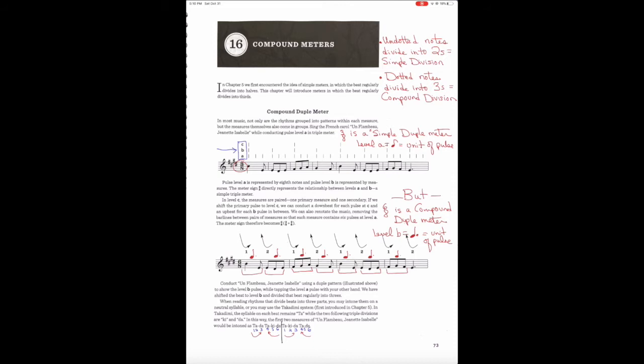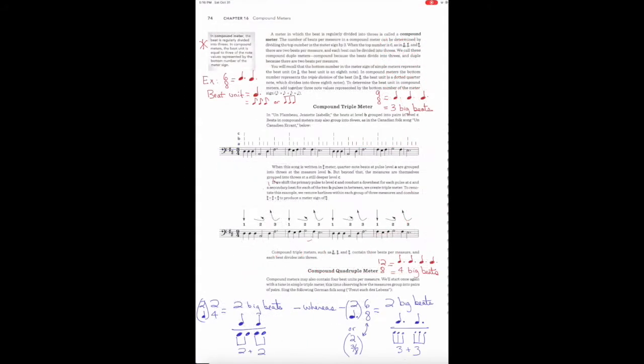Okay, so now this makes more sense. You're going to go down, up, ready, conduct. 1, 2, 1, 2. Because now the pulse is the level B level, the dotted quarter note, okay? Let's go on to the next page.